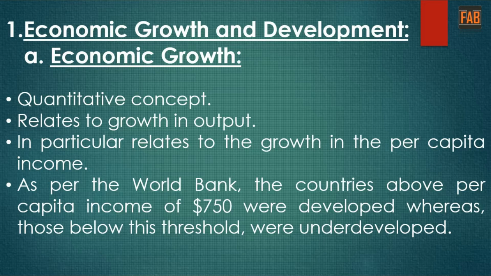Now, for those of you who don't know the meaning of per capita income, it is the income per head. It is calculated by dividing the national income by the total population of the country. As per the World Bank, the countries above per capita income of $750 were developed, whereas those countries that were below this threshold were underdeveloped countries. I hope the meaning of economic growth is clear.